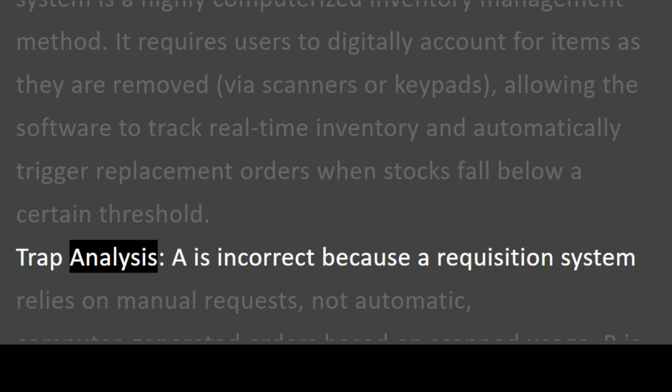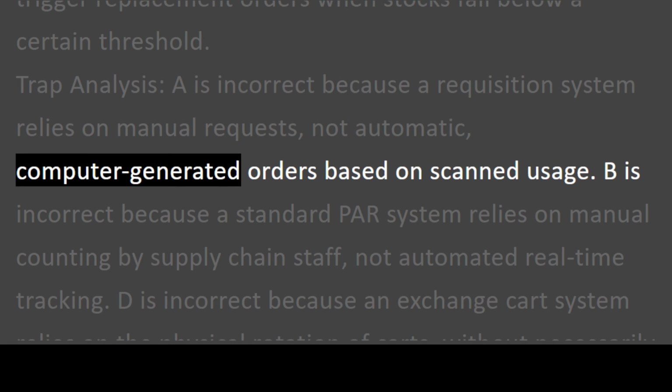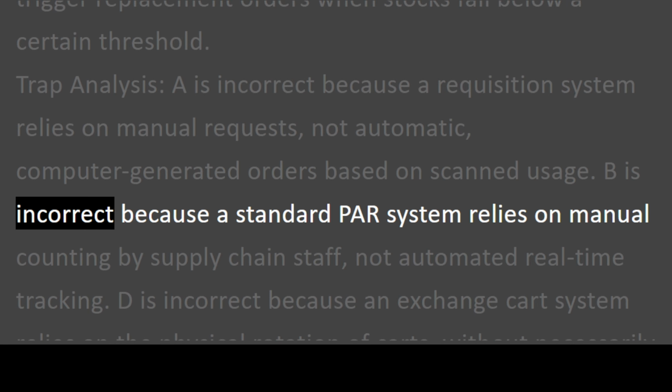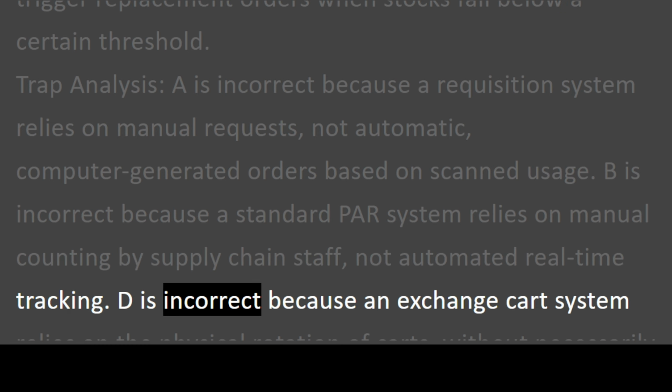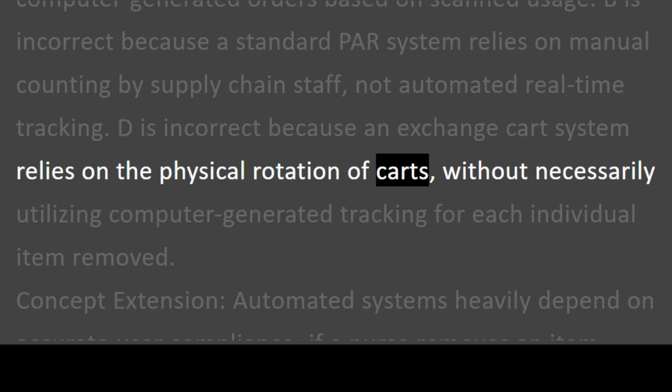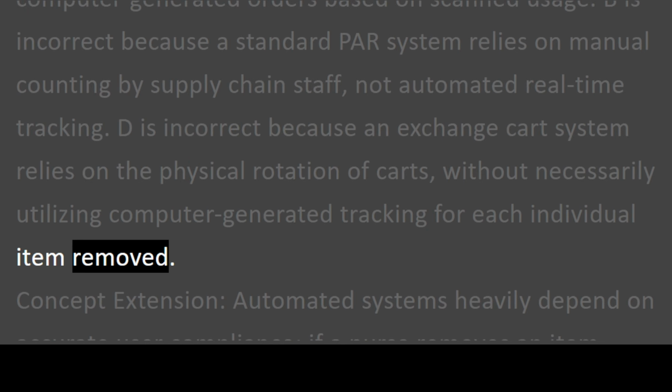Trap analysis. A is incorrect because a requisition system relies on manual requests, not automatic, computer-generated orders based on scanned usage. B is incorrect because a standard PAR system relies on manual counting by supply chain staff, not automated real-time tracking. D is incorrect because an exchange cart system relies on the physical rotation of carts, without necessarily utilizing computer-generated tracking for each individual item removed.